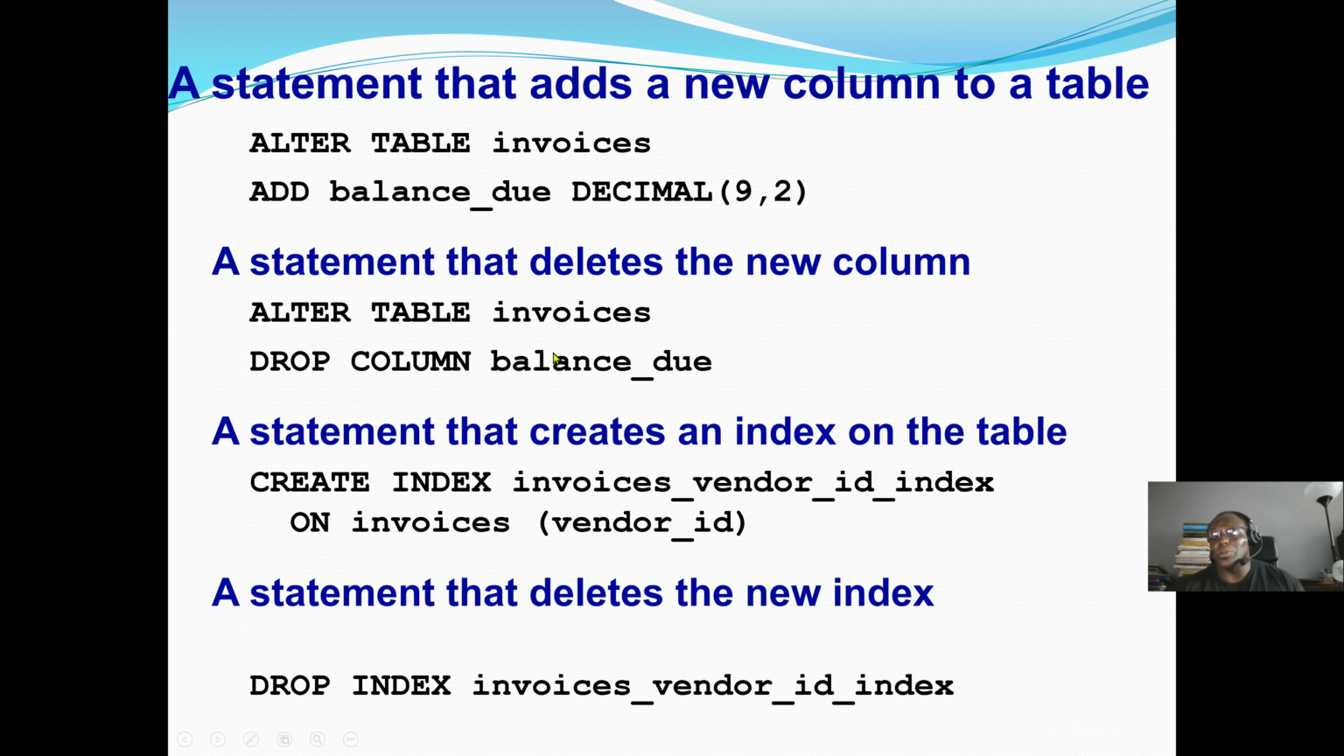A statement that will create an index on the table, we use the command create index, and the index name can be any name. Here we name it invoices vendor ID index. And we are creating this index on the invoices table using again the vendor ID.